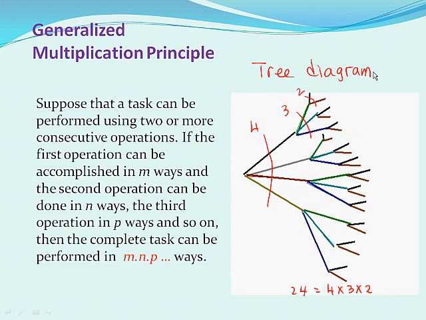We are going to generalize this. Suppose that a task can be performed using 2 or more consecutive operations. If the first operation can be accomplished in m ways, the second operation can be done in n ways, the third operation in p ways, and so on, then the complete task can be performed in m multiplied by n multiplied by p and so on ways. So we are multiplying all these numbers to get the total number of possibilities.